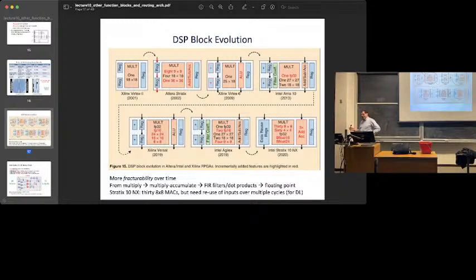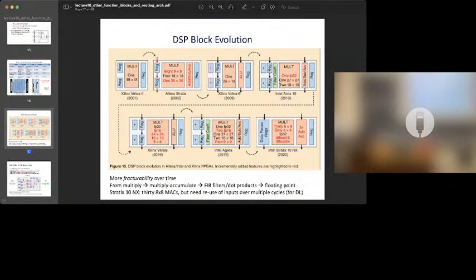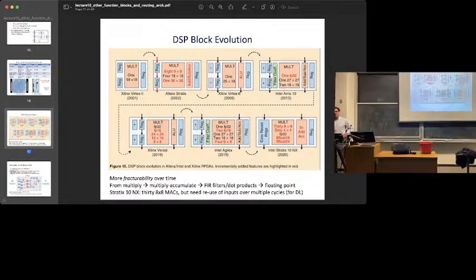DSP blocks for FPGAs for many years only did fixed point, so integer. Integer and fixed point is the same hardware. You just keep track of where your decimal point is. Arria 10 from Altera is the first one that added in floating point. So it could do either integer or it could do a floating point 32. And there's a paper on that that shows how they did it without costing too much area.